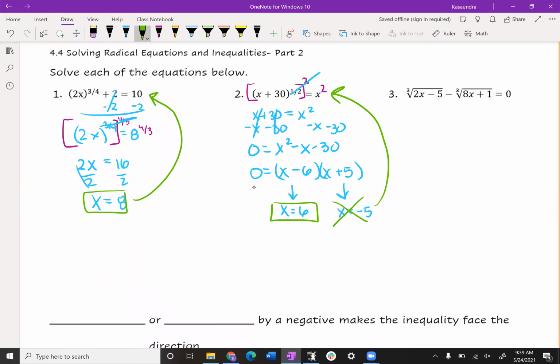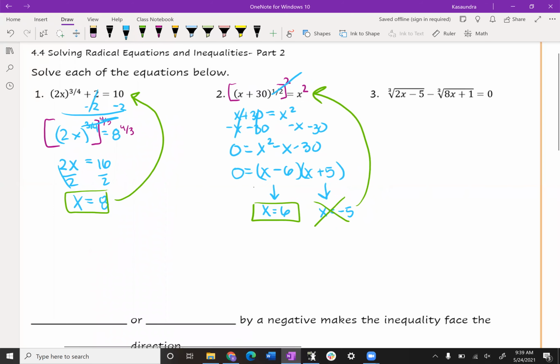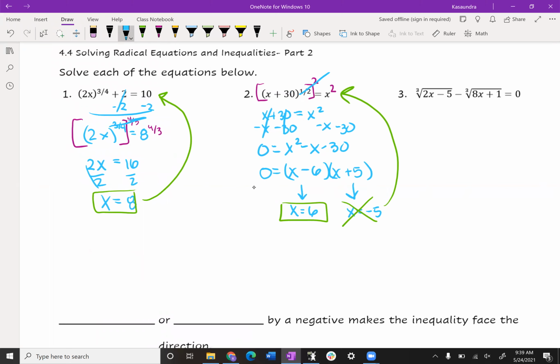All right, and on number 3, I do know that a cubed exponent will get rid of a cube root. However, I have to cube the entire side. I think what's really important to do on number 3 first, I'm going to add that cube root to the other side. So I get the cube root of 2x minus 5 equals the cube root of 8x plus 1.